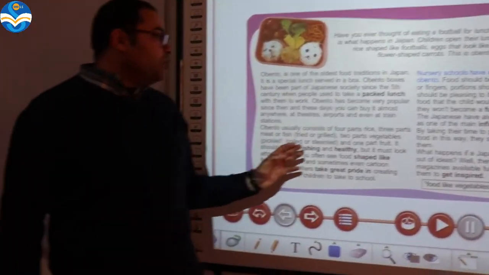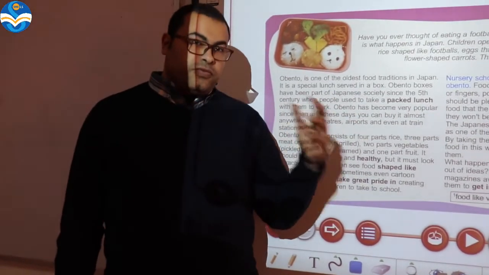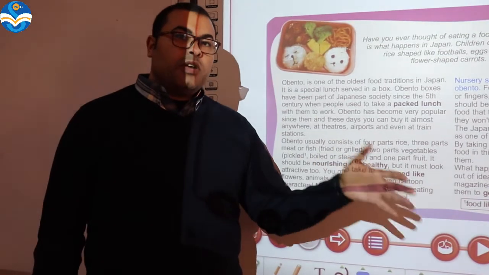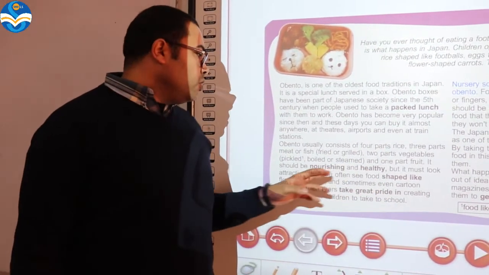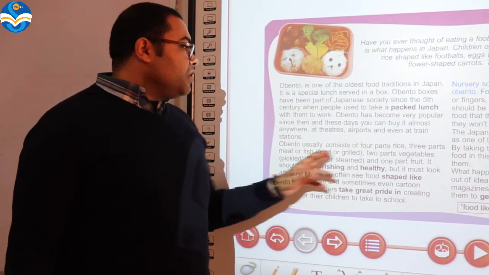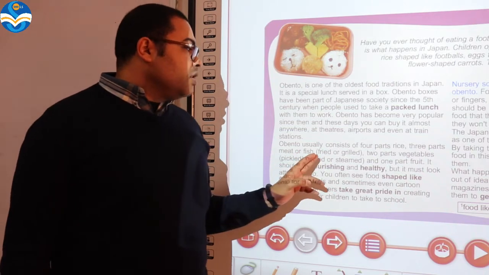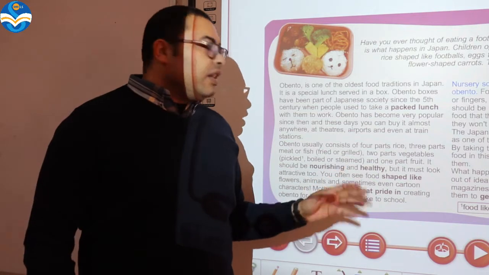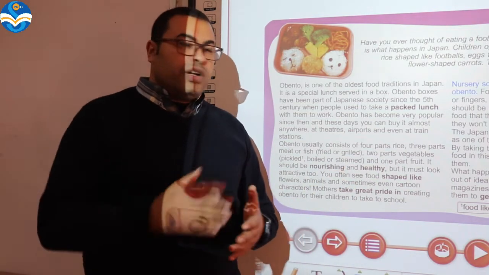So, Obento, it's a kind of rice. Rice is a main part of our meal in Japan. So, 3 parts of meat or fish, fried or grilled. Fried means cooked in oil. Grilled means cooked by fire on a grill.